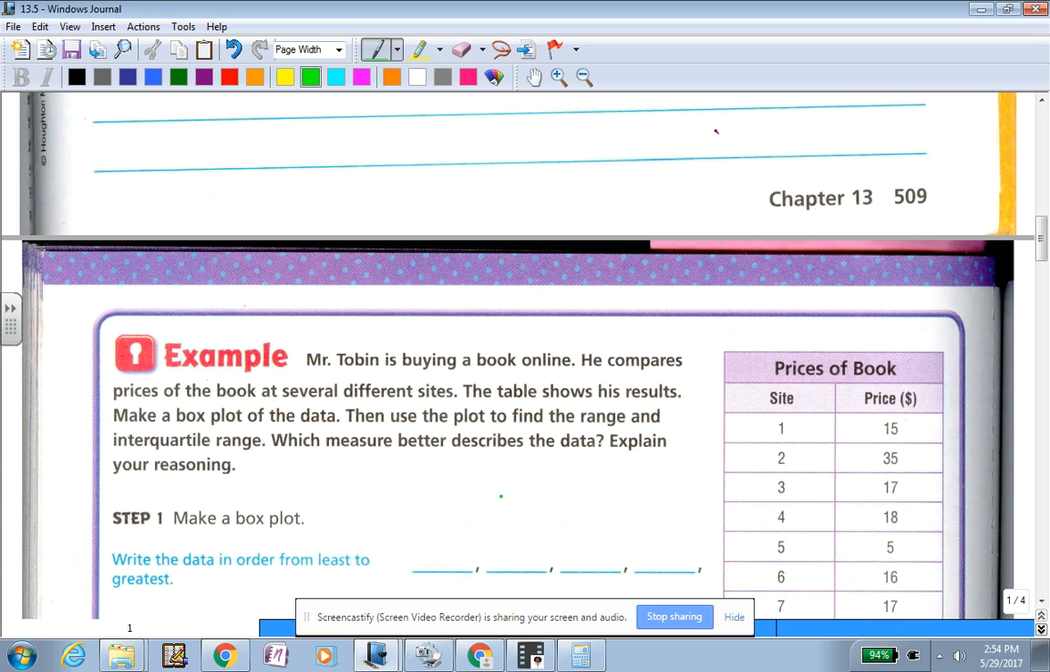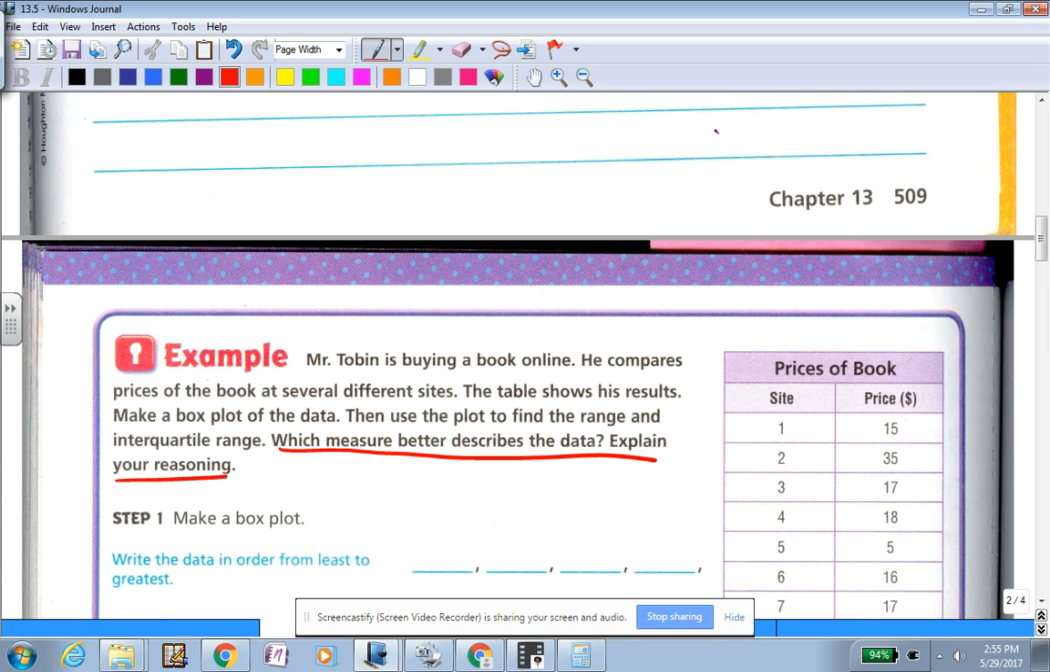Mr. Tobin is buying a book online. He compares prices of the book at several different sites. While the table shows his results, we're going to make a box plot of the data. And in addition, we're going to use the plot to find the range and the interquartile range. And we're asked which measure best describes the data. We've got to explain our reasoning.